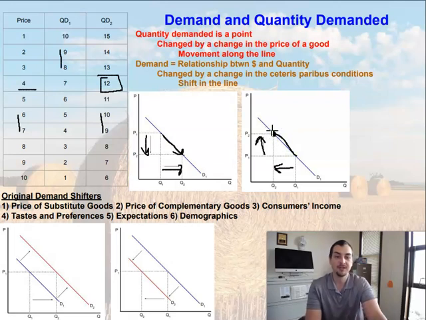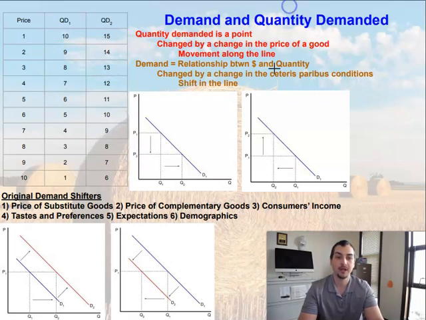So a key thing to remember is that quantity demanded is a point. It is a row on this line. The only time you can change quantity demanded is by changing the price, and if you change the price, it causes a movement along the line.